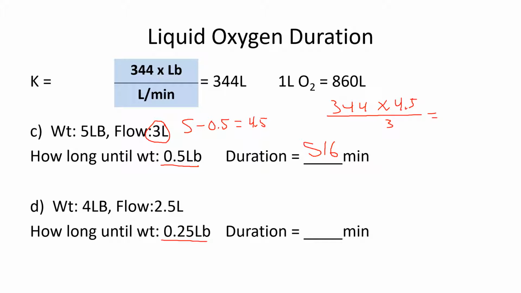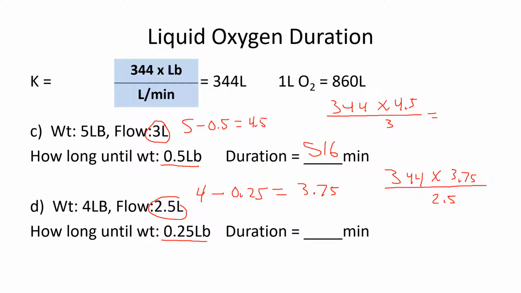And then for D, we got to get the 4 pounds. We're going to a 1/4 pound. So we're actually using 3 3/4 pounds. 344 conversion rate times our weight, 3.75, and our flow this time is 2.5. 516 again? Yeah, about right. 1500 divided by 900. Yeah, that's about right.